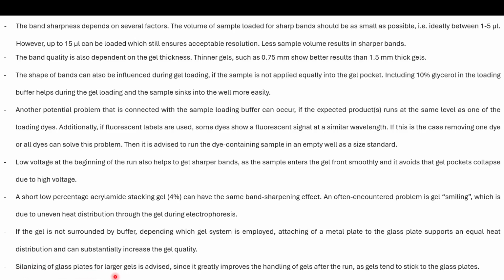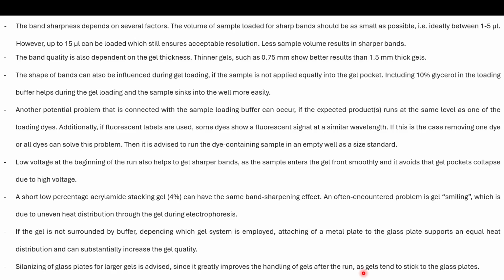Silanizing of glass plates for larger gels is advised since it greatly improves the handling of the gels after the run, as gels tend to stick to the glass plates. So you basically prepare your SDS-PAGE on glass plates, right? Your gel is actually sandwiched between two glass plates, and then you run it using electrodes. There is the cassette, there is the electrode, and there is your tank. You put in your apparatus there, and then you start running your sample.